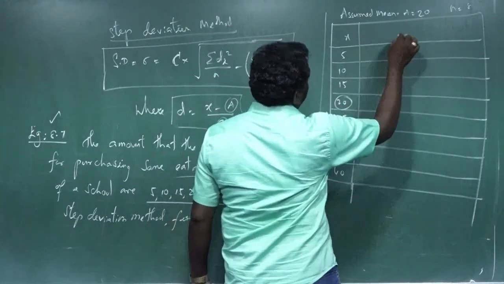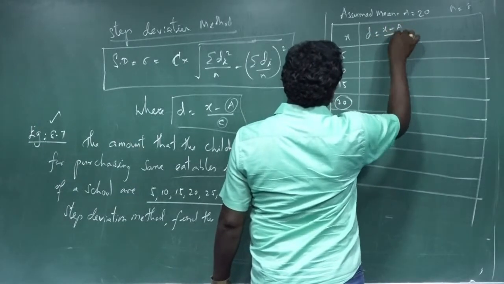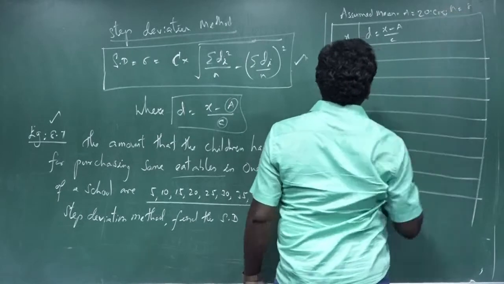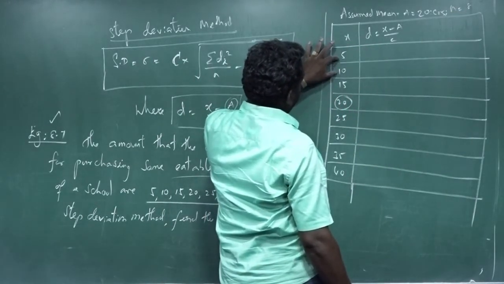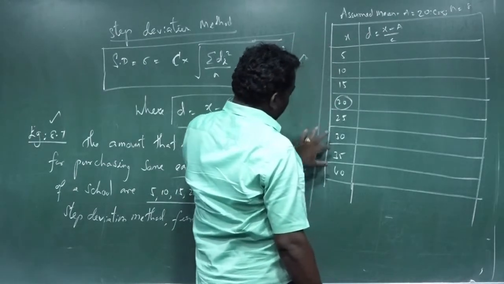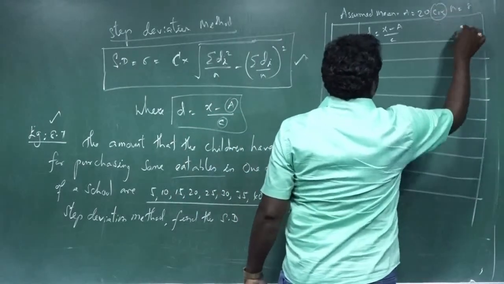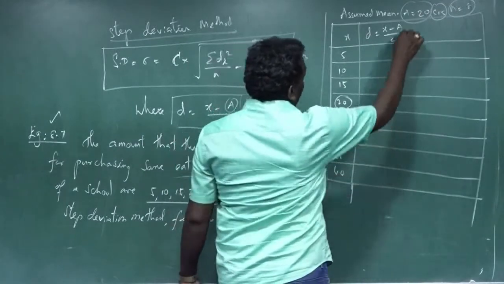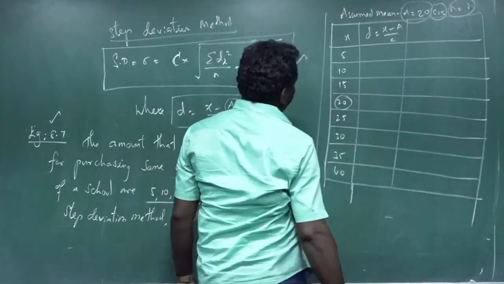Now find d, that is equal to x minus a by c. Here c is defined as 5. That is, c is the difference between the first number and second number, which is 5. Second number to third number, it is 5. Third number to fourth number, commonly all the differences between the numbers are equal to 5. So c is 5, n equals 8 and a equals 20. Now we have to calculate d, x minus a by c.